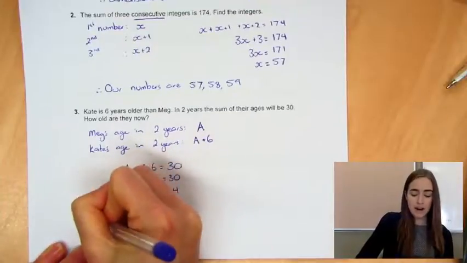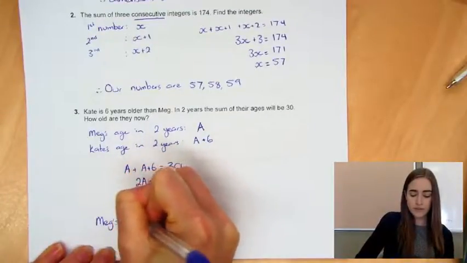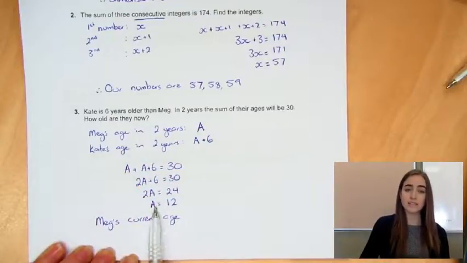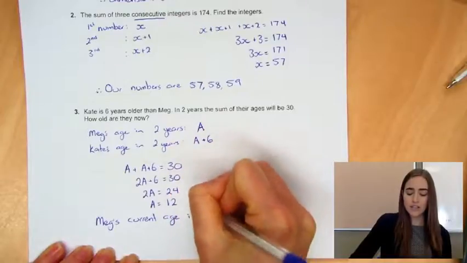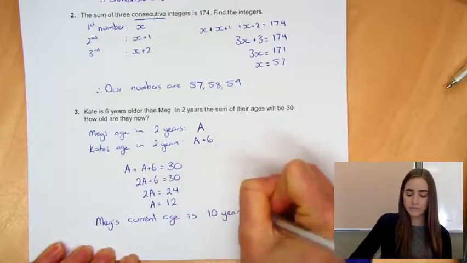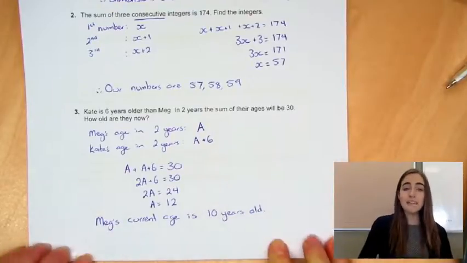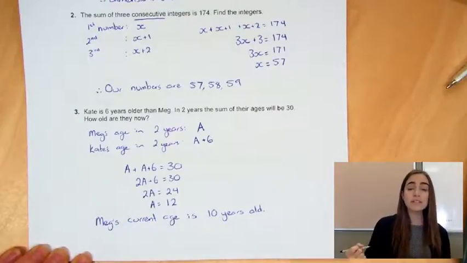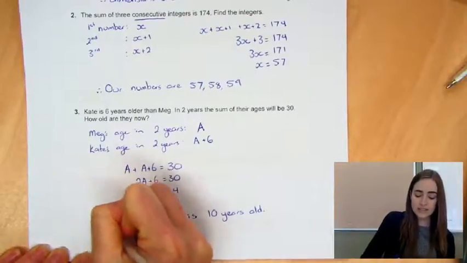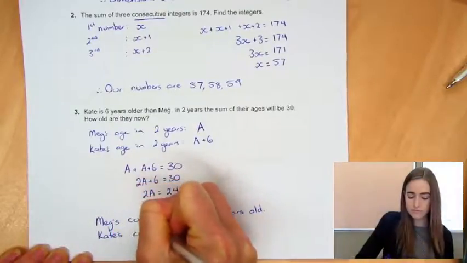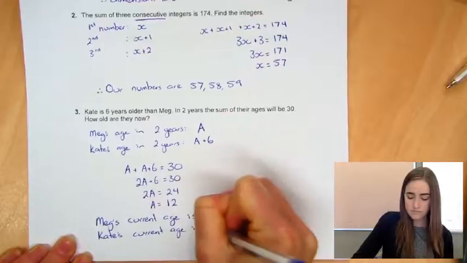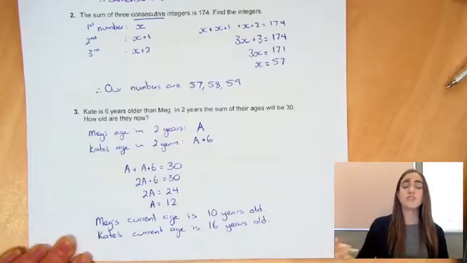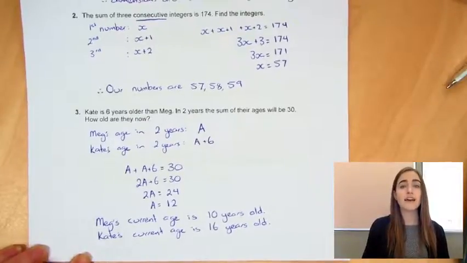So that means that Meg's current age is going to be 2 years younger than this. So we're going to write Meg's current age is 10 years old. We also need Kate's current age. So right now Meg's 10 years old and we know that Kate's 6 years older. So that means that Kate's current age is 16. Right, so those are a few examples of how we can use equations to help us solve problems.